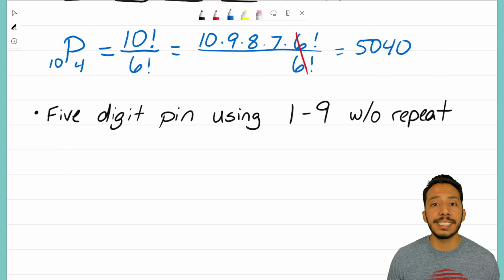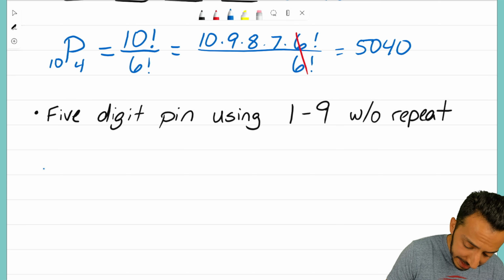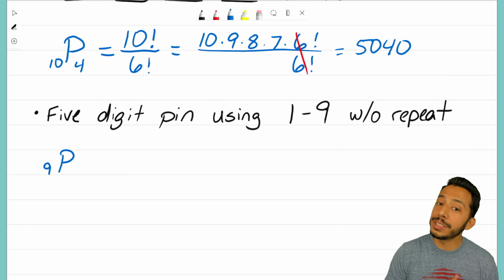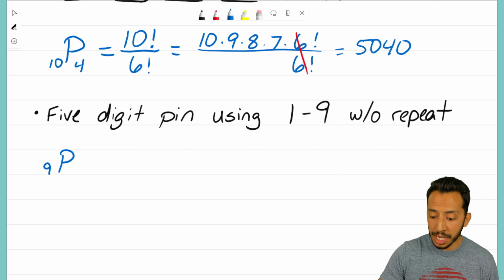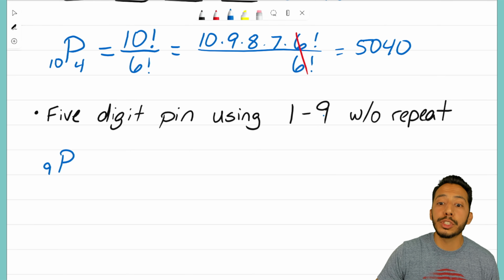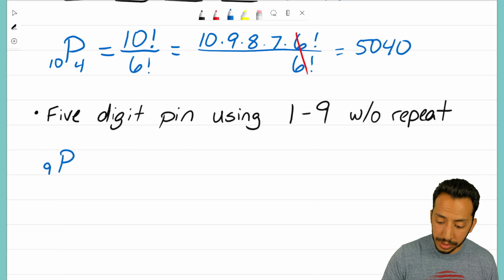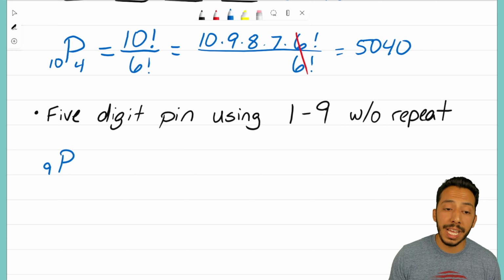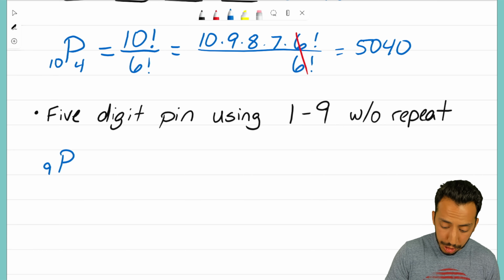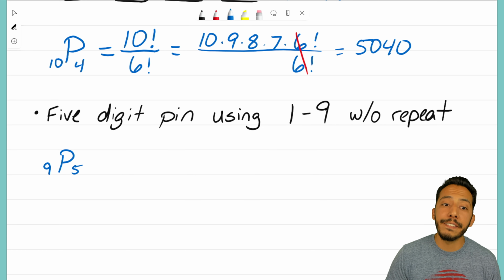Let's not use it as a decision chart. Let's use it as a factorial fraction. So I would write this as 9 capital P. Notice I'm not using 10 now. I'm using 9 because I only have 9 numbers to choose from. Right? There are only 9 numbers there, so I can only use those 9 numbers. And how many of those 9 numbers am I choosing? Well, I'm choosing 5 of them. Okay? That's how we set up that permutation notation.